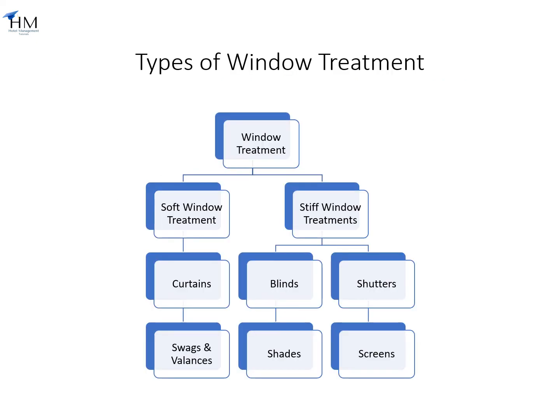Window treatments can be classified in two types. Number one, soft window treatment. It includes curtains, swags and valances. Number two, stiff window treatment. It includes blinds, shutters, shades and screens.